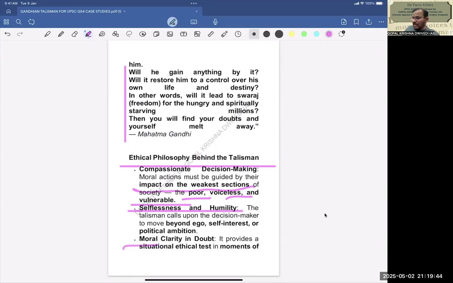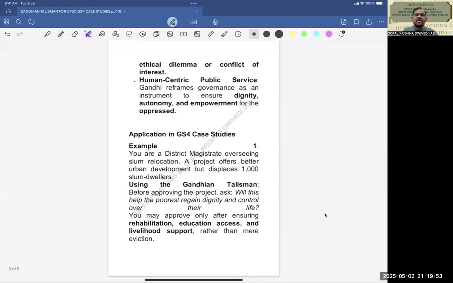Third is moral clarity in doubt. It provides an ethical test, a tool to decide what you have to do if a conflict or dilemma is there. Then next is human-centric public service. Gandhi's idea is instrumental for ensuring dignity, autonomy, and empowerment of the oppressed, the poorest of the poor, the weakest of the society.